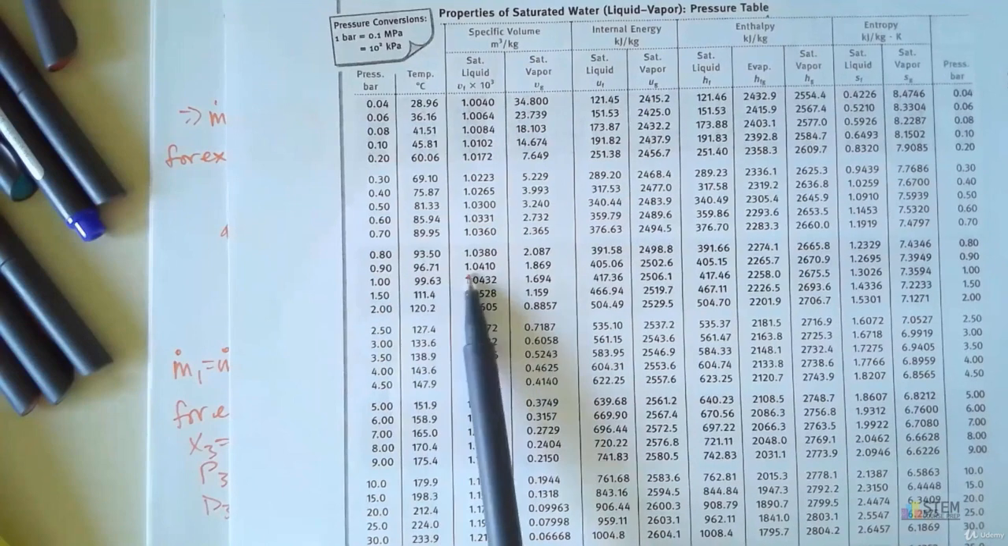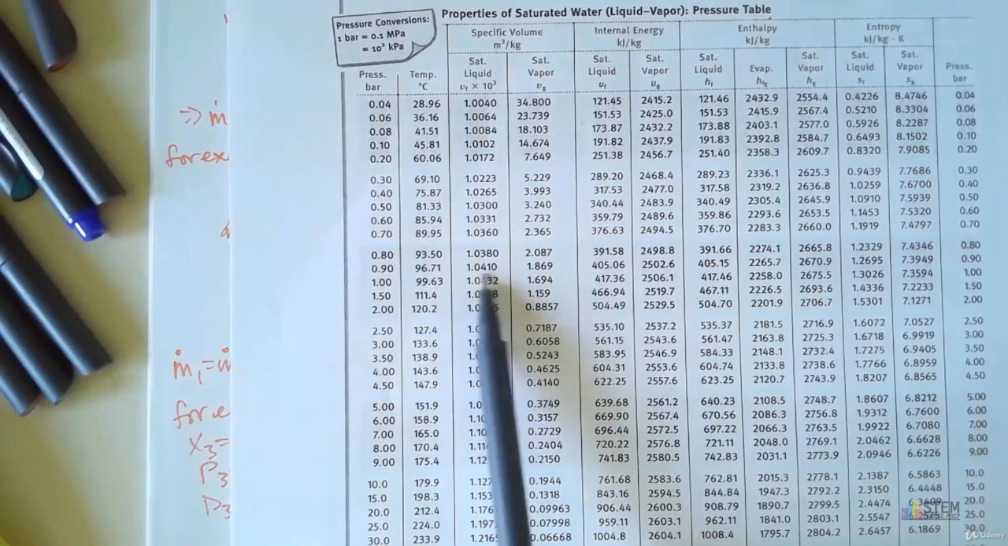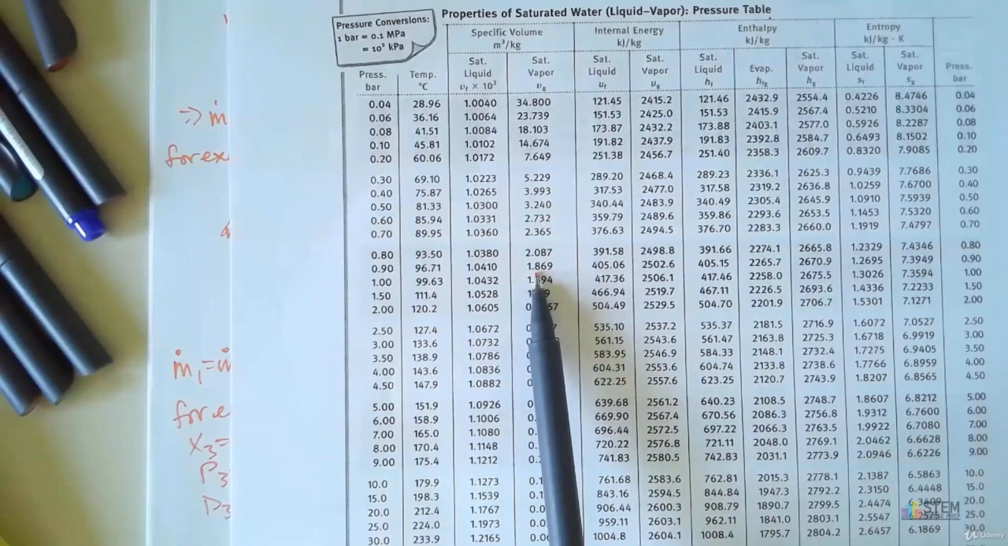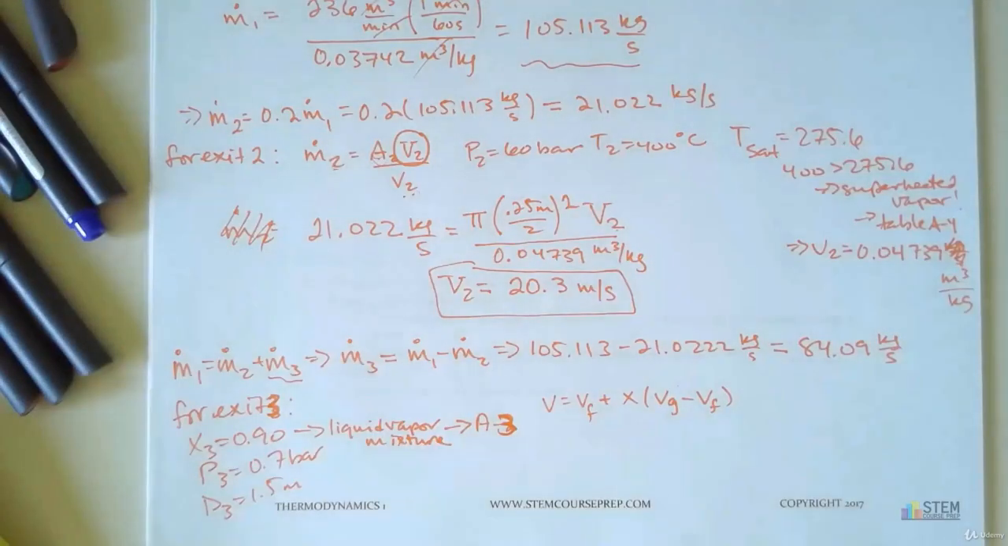So we're going to come over here. This is VF times 10 to the 3. Okay, so we're going to have this number for VF. We need to divide that by 1,000, and then VG is 2.365. So those will be our two values that we are going to use.